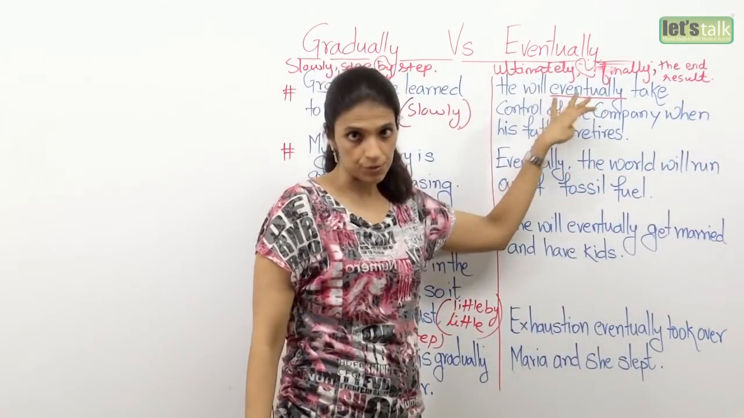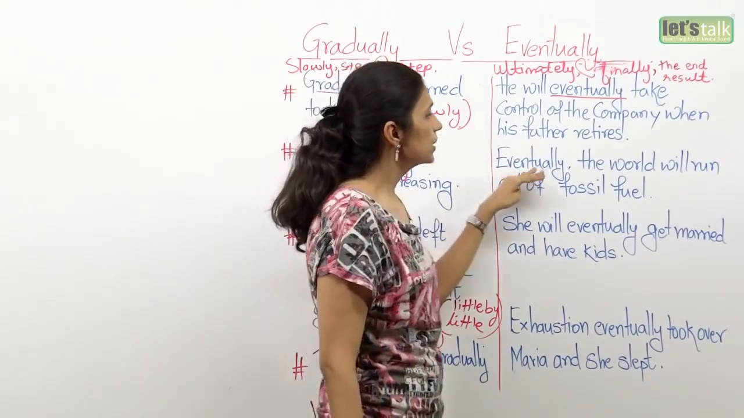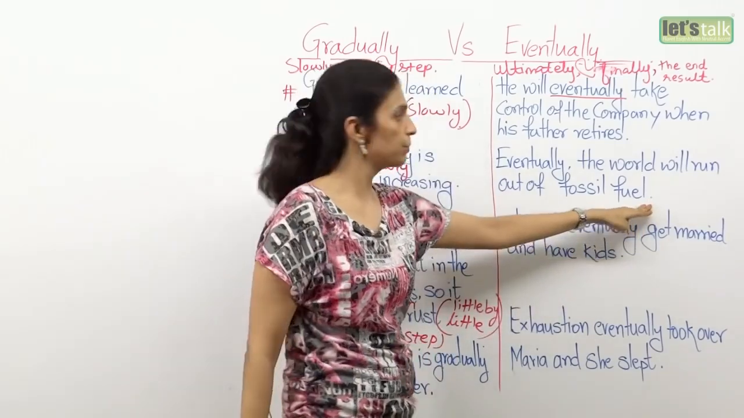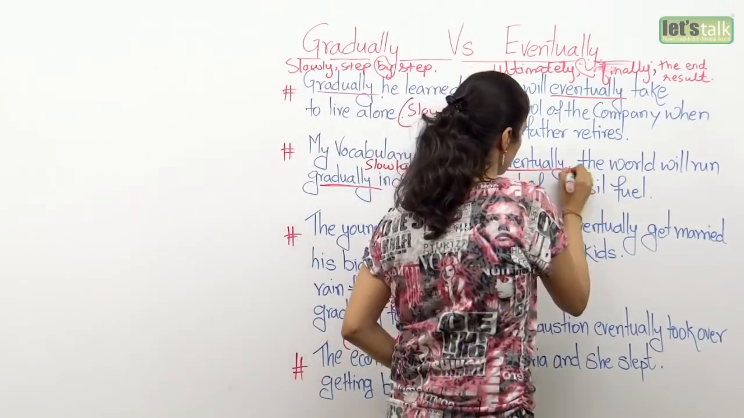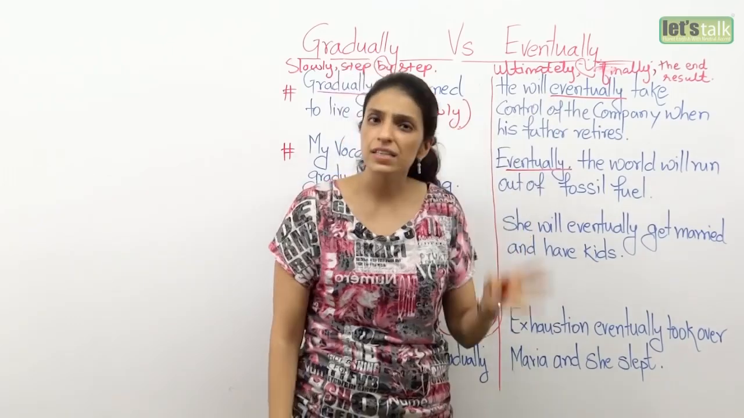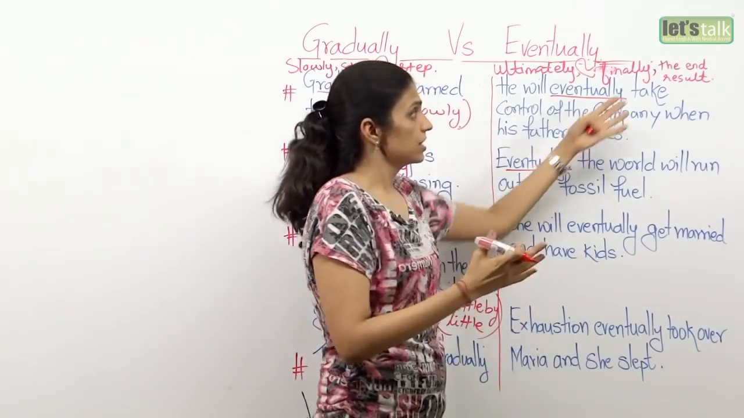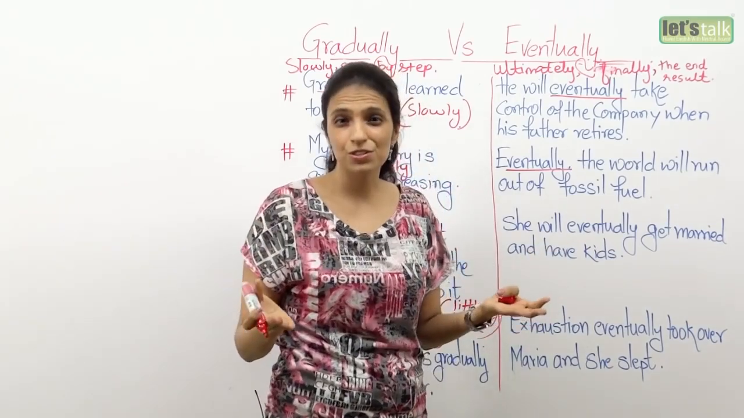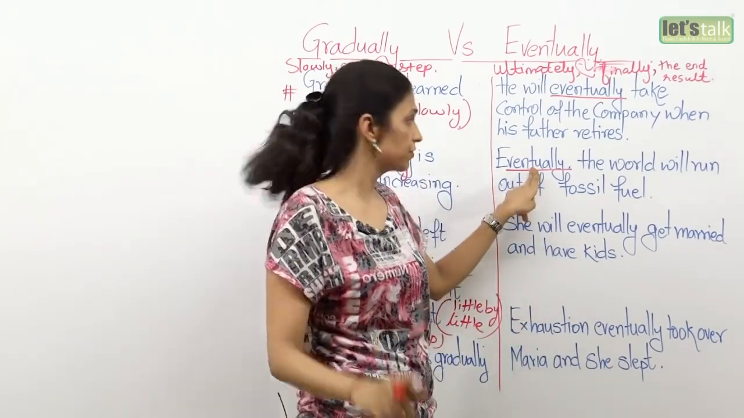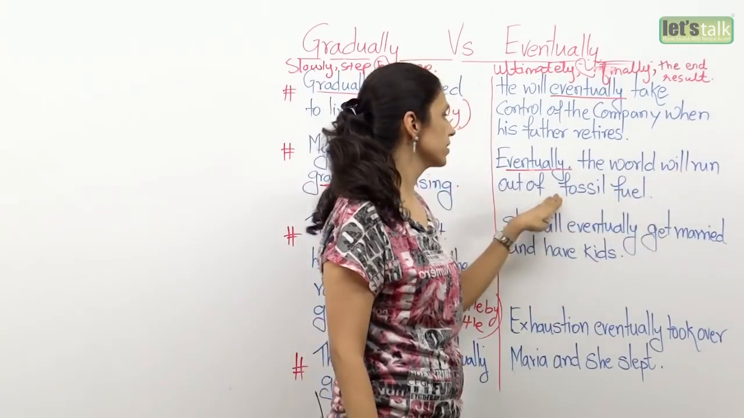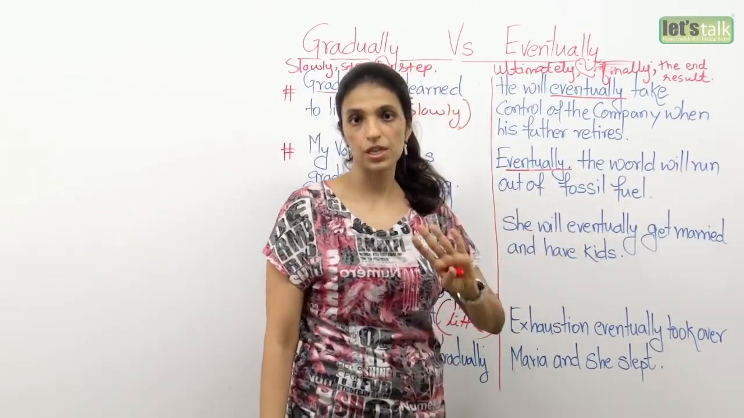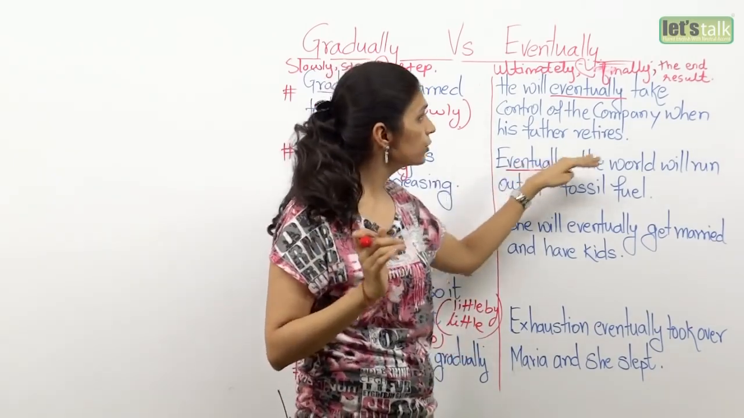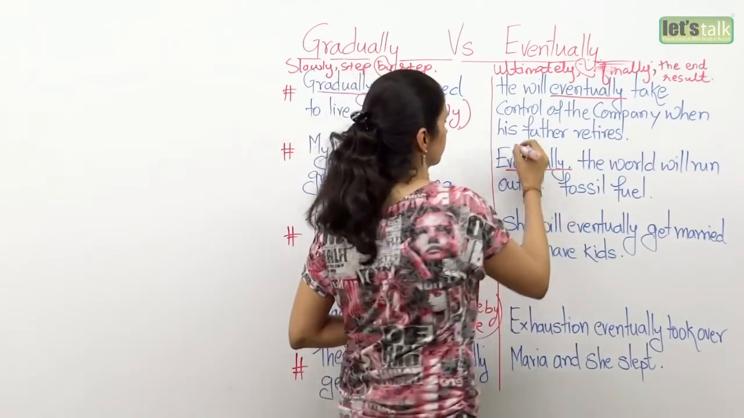Okay, so use eventually. Now, eventually the world will run out of fossil fuel. Well, I won't be shocked if this happens soon. Eventually, ultimately, finally, the result, the end result of the way we value our resources today, don't be surprised if eventually the world will run out of fossil fuel. Okay, that means ultimately this is going to happen, or this is going to be the end result of something.